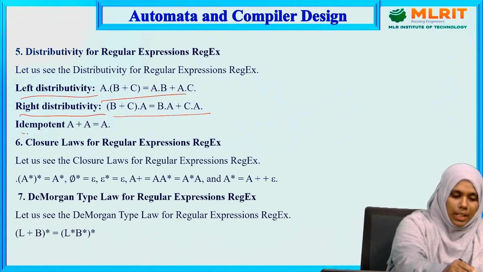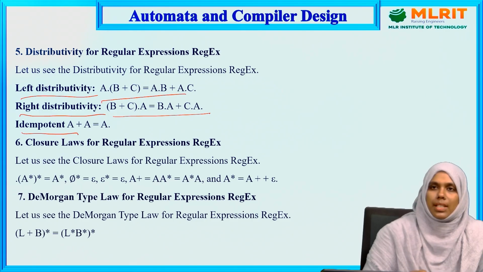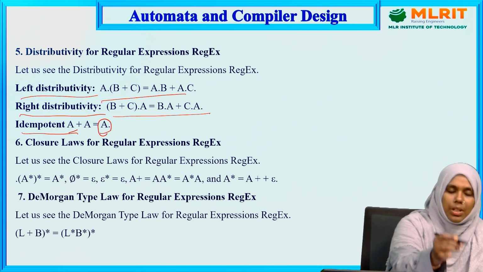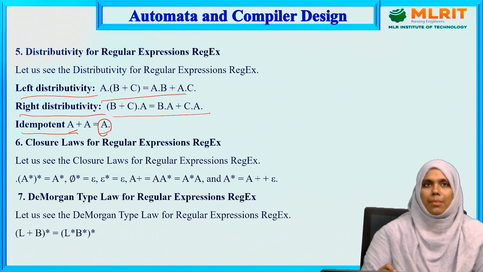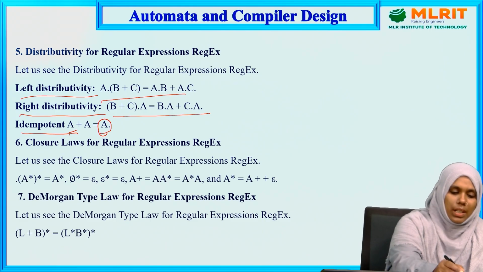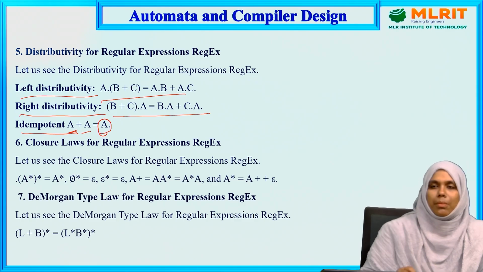Next law, idempotent. Idempotent is nothing but if we write A plus A, or B plus B, or C plus C, the result will be the same as whatever we are writing. For example, B plus B is equivalent to B only. C plus C is equivalent to C only. So whenever we add the same terms, the result will also be the same.